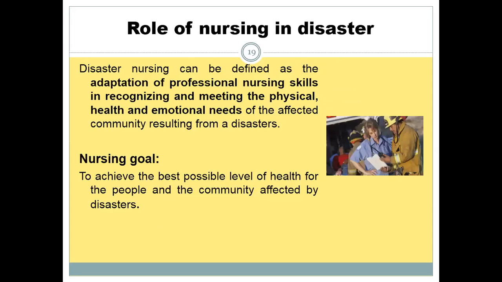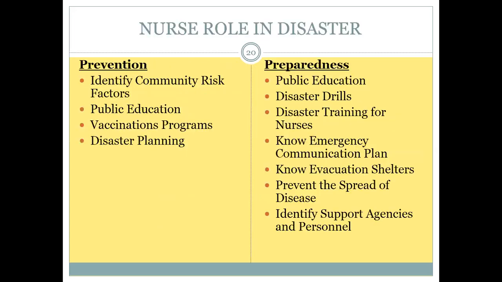Okay, the role of nursing in disaster. In the case of nursing, it can be anything like medical teamwork, etc. Adoption of professional nursing skills is recognizing and meeting the physical health and emotional needs. So the nursing goal should be to achieve the best possible level of health for the people and the community affected by the disaster. So this should be the priority, the goal.